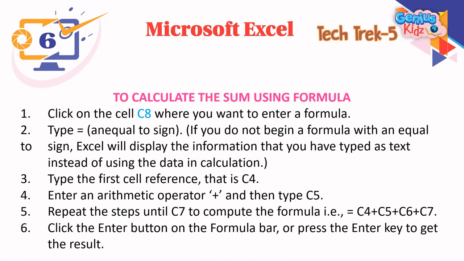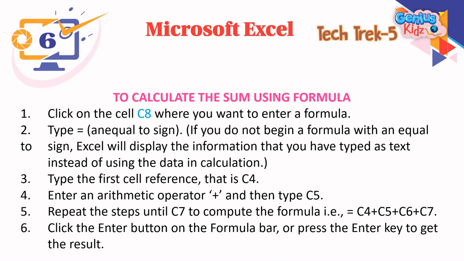To calculate the sum using formula, 1. Click on the cell C8 where you want to enter a formula. 2. Type the equal to sign. If you do not begin a formula with an equal to sign, Excel will display the information that you have typed as text instead of using the data in calculation.